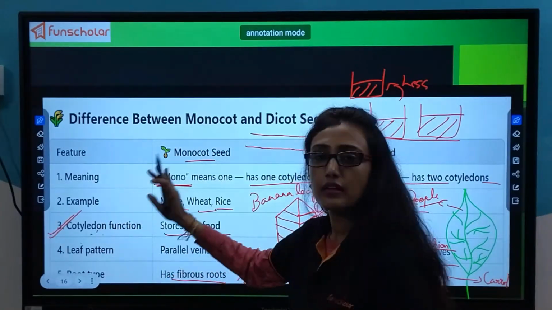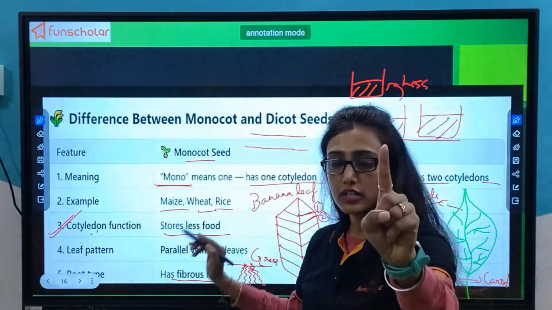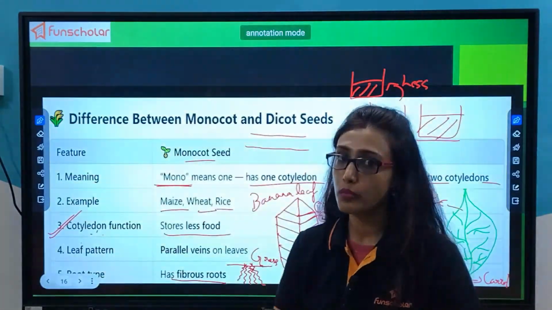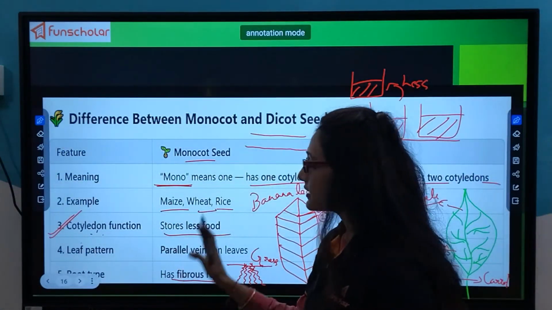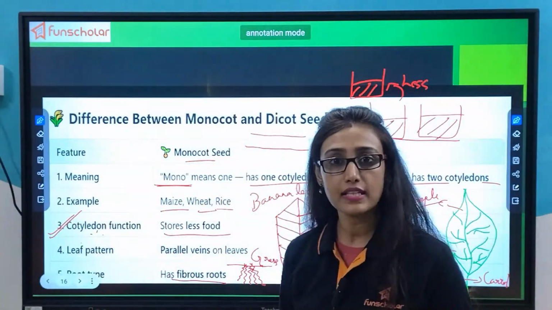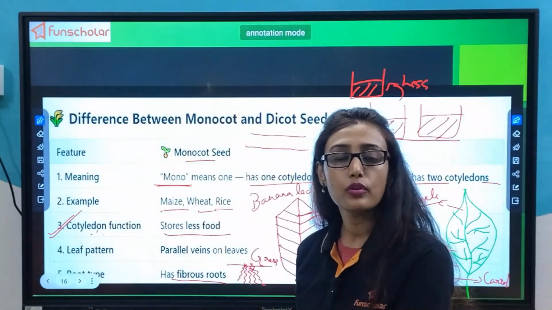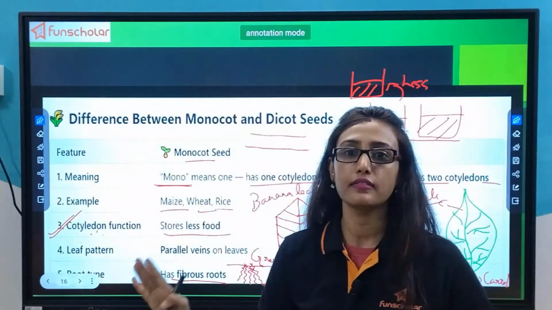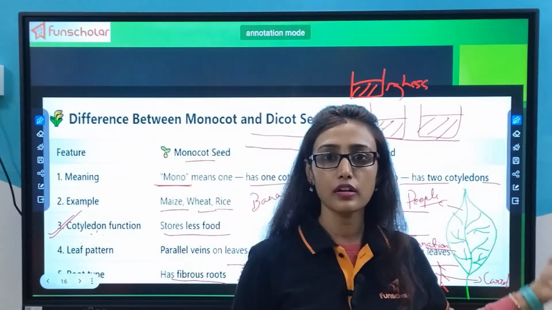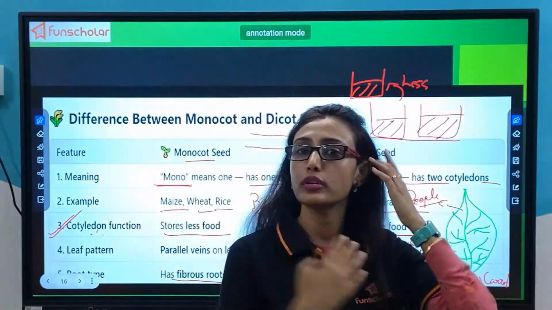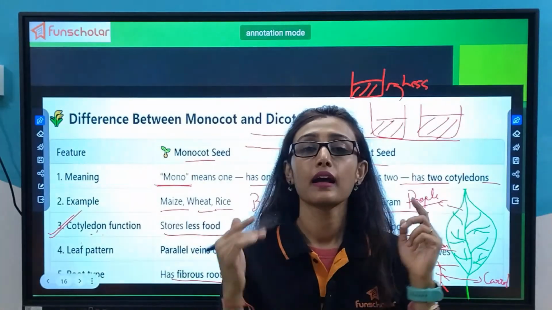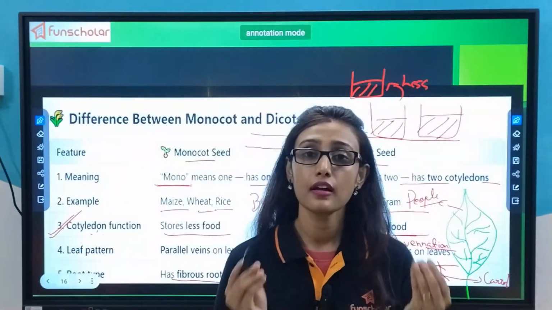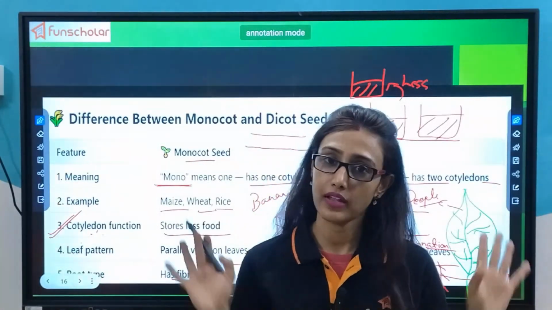So cotyledon, in case of monocot, one cotyledon, less food. Dicot, two cotyledons, so more food. Leaf pattern, that is venation or veins, in case of monocot, no complexities, simple, that is simple parallel venation. In case of dicot, there are two cotyledons, so it is having complex venation or network like venation. The name of that venation is reticulate venation.